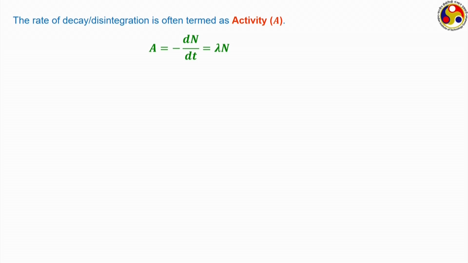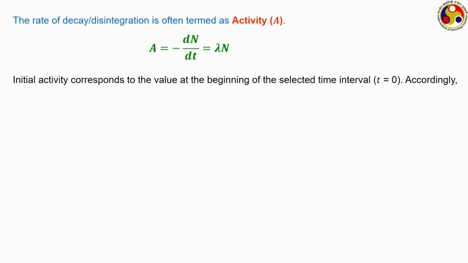So, we move on to define another term, that is called activity. Activity is nothing but this rate of decay or disintegration, and it is equal to minus dN/dt or equal to lambda N, where lambda is the decay coefficient. So, initial activity corresponds to the value of the activity at the beginning of the selected time interval t equal to 0. Accordingly, we can write initial activity A naught is equal to activity A at t equal to 0, that is minus dN/dt at t equal to 0, that is equal to lambda into N naught, where N naught as per our previous notation is the initial number of nuclei present in an isotope.